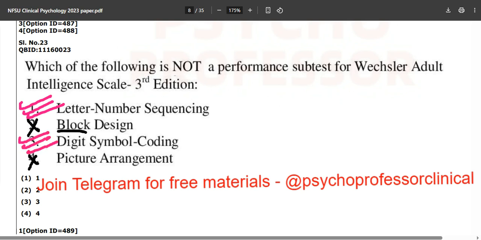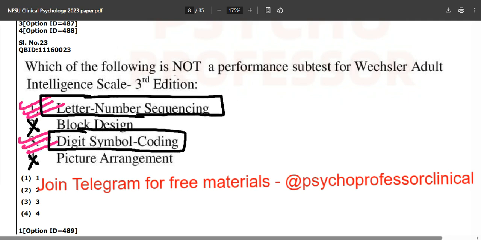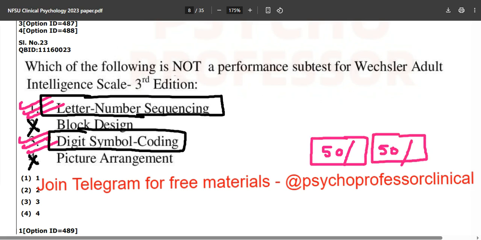Okay, now digit symbol coding and letter number sequencing, what do you think out of these? You have to take your chances now, 50-50% in the examination hall, because all the 100 questions you have studied coming is likely impossible, particularly for NFSU, because you will find questions these NTA guys are preparing, and you will find you will not be able to solve all out of 100. Okay, now what do you think? Does letter number sequencing sound more performance-like, or digit symbol coding sound more performance-like?